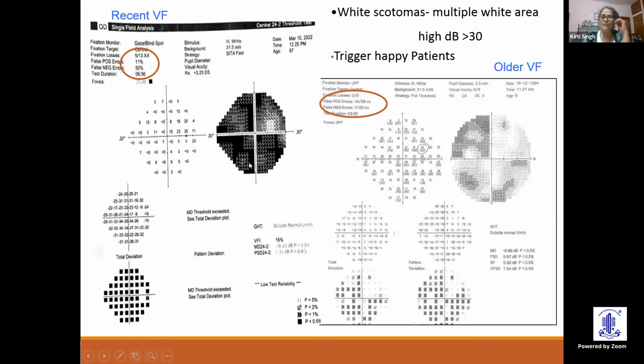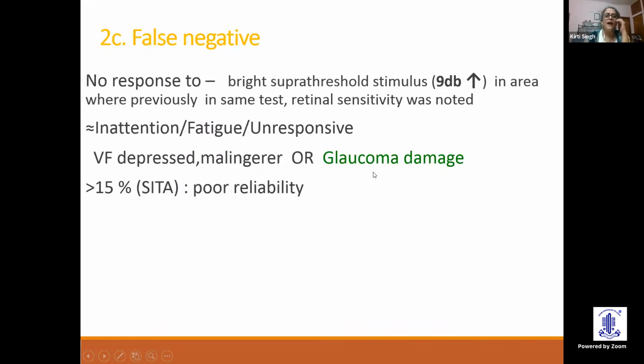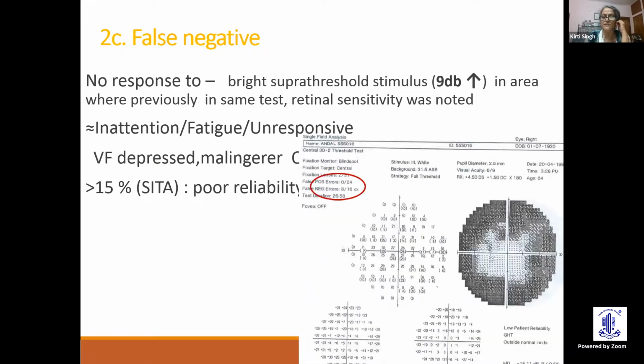If you have picked up that this is the threshold field, then we come to false negative. False negative, what does it mean? A patient had responded to a suprathreshold stimulus 9 decibels more than the threshold in an area previously in the same test, and now he is not responding. So this means that the eye has gone into inattention, the patient is fatigued or has become unresponsive, or the visual field is depressed, or it is glaucomatous damage. So there are a lot of causes of false negatives. And poor reliability is more than 15% for SITA.